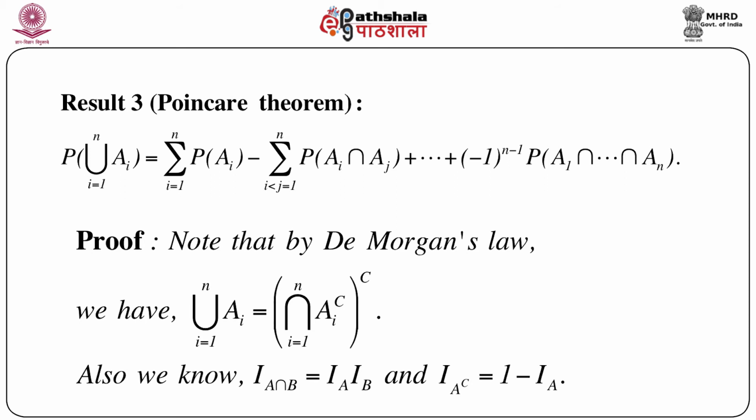Before this proof, first recall De Morgan's law on sets, which says the union of A_i equals the complement of the intersection of A_i complement, that means the complement of the intersection over i equals 1 to n of A_i complement. And recall two small results on indicator functions. One is I of A intersection B equals I_A into I_B, and I of A complement equals 1 minus I_A. Now you see, these are the two simple results on indicator functions that we are going to use in order to prove the big Poincaré theorem, which looks complicated but is also very elegant.